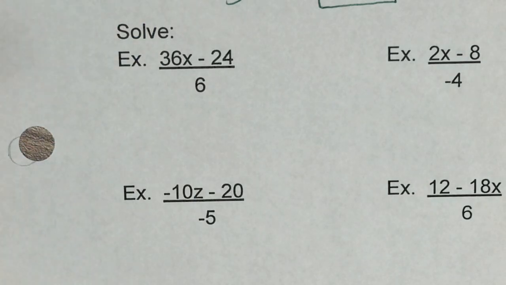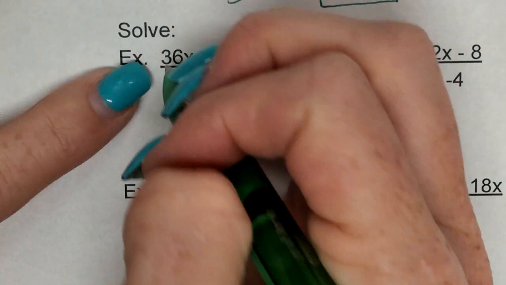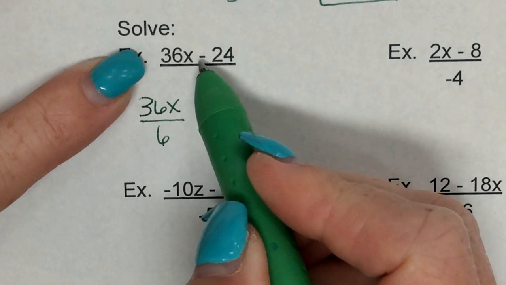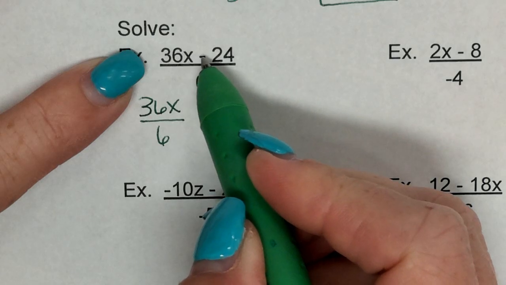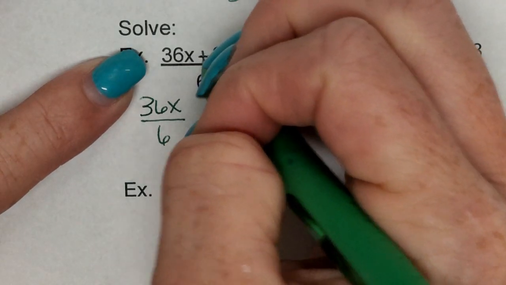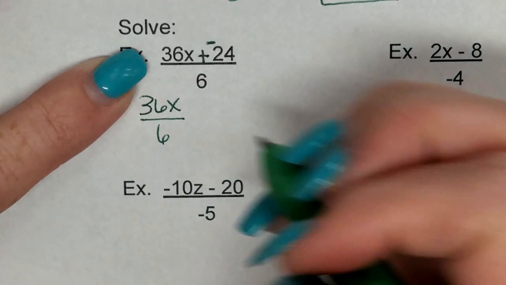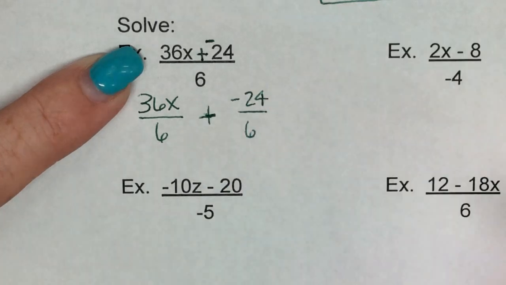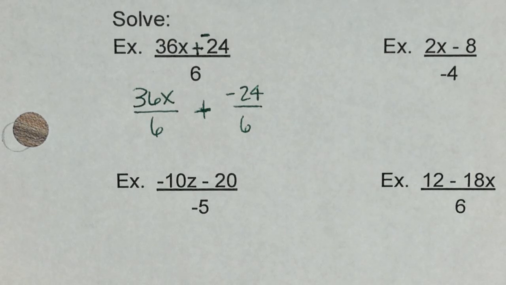So what you're going to do to simplify this is write the terms separately, with both of them being divided by 6. So let me show you. I'm going to do 36x divided by 6. Now what do y'all think I should do right here? Change. So then I'm going to do plus, and then negative 24 divided by 6. Now what do you think I'm going to do? Simplify.